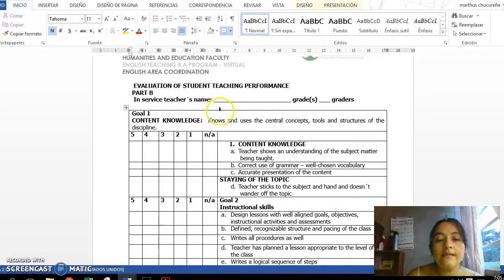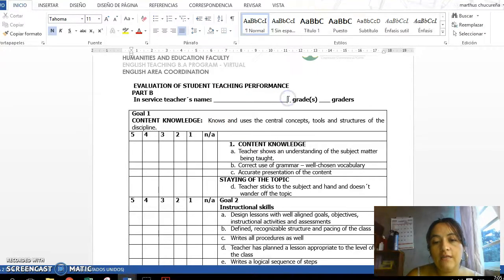The format has the teacher's name, which is your name, not your advisor teacher's, and the grade you are currently teaching. Here they have the scale, and it is evaluating some things. For example, content knowledge: the teacher shows an understanding, correct use of grammar, and accurate presentation of the topic. Staying on the topic means that if you have to teach, for example, the colors, you are going to talk about the colors in the full class; videos or material have to be related to the colors.